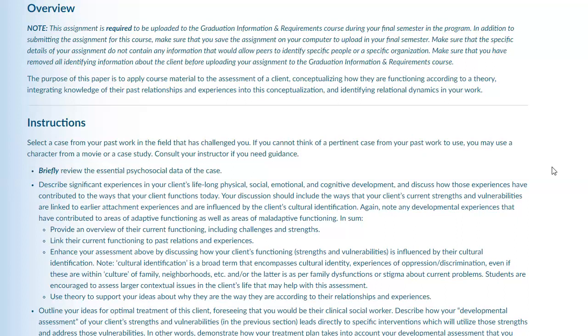So you are going to be describing some of the psychosocial data from the case. So we're going to be looking at significant experiences, looking at the physical, social, emotional, cognitive, biological even. You're going to be looking at the experiences that have contributed to your client's current symptoms. So you would want to give an overview of their current functioning and what that looks like. That's a good place to start.